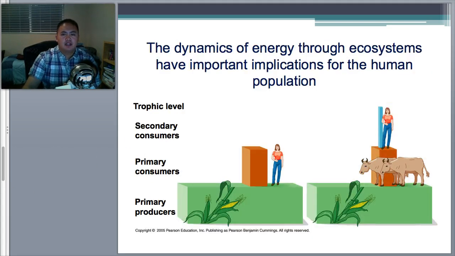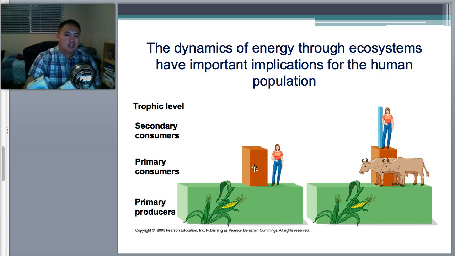And the last slide, these dynamics of energy also have important implications for the human population system. So here's a primary producer. If we just ate vegetables, this one's corn, or primary producers, our population can actually support a lot of people. We could support this many people. And it might be hard to grasp, but if cows eat plants, and we only eat cows, honestly, we could compare these two blocks, we could only support so many people on this planet.